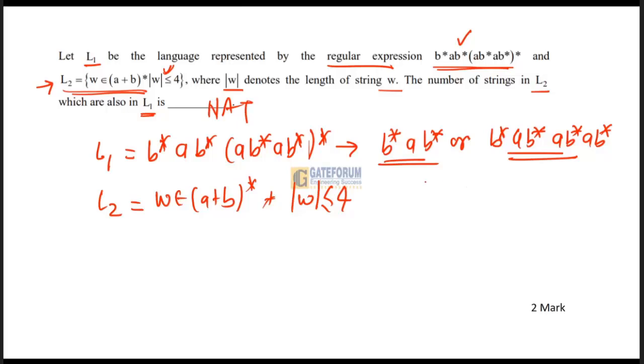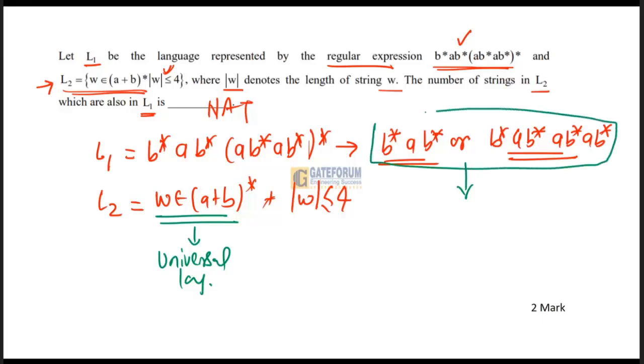So I just need to check how many strings of length less than or equal to 4 it will generate, because whatever it generates, definitely this language will generate. Why? Because this is a universal language. This is a universal language because (A plus B) star, all the combinations are possible. So we only need to check how many strings are generated by this which have length less than or equal to 4.